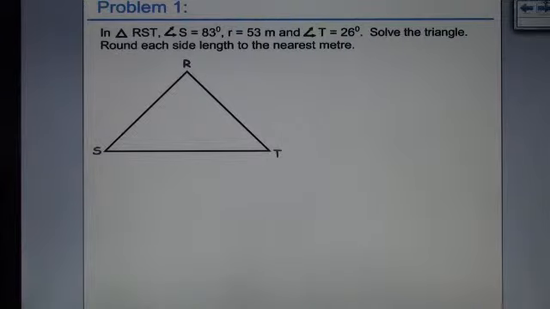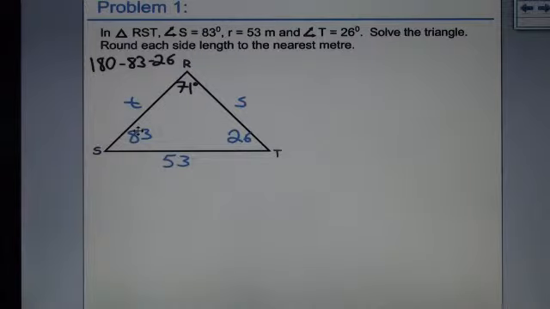So we know angle S is 83, angle T is 26, and we're told side r is 53. So we'll need to solve for t, we'll need to solve for s. But to begin, let's solve for angle R, because quickly we can go 180 minus 83 minus 26, and we get angle R at 71. So that is solved. Now all we have left to do is solve for s and for t.